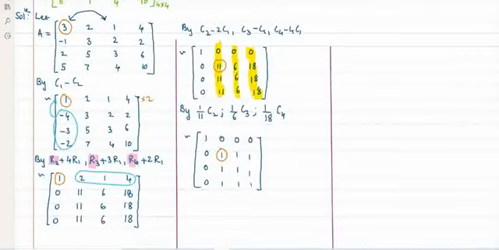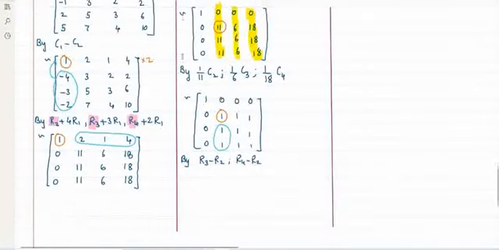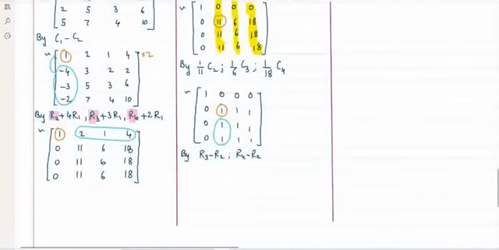After that, come to A22. Now the next process: the elements below A22, you have to reduce to 0. Now simple calculations by R3 minus R2, R4 minus R2. R2 is the key element that you have to remember. Then the new equivalent matrix.